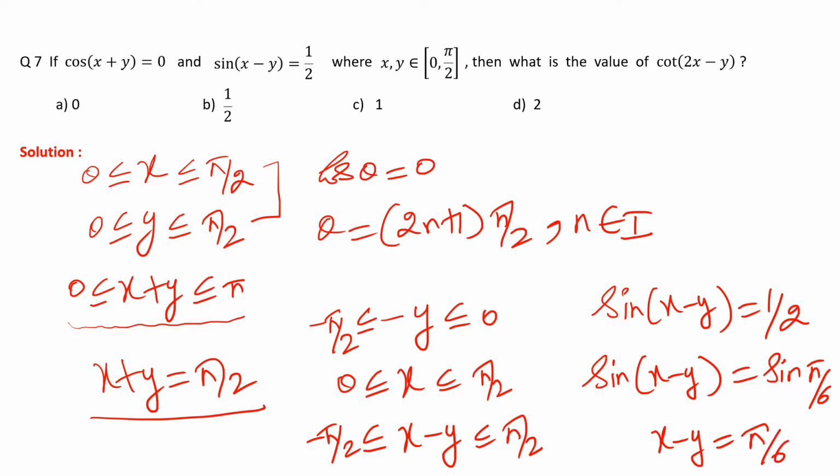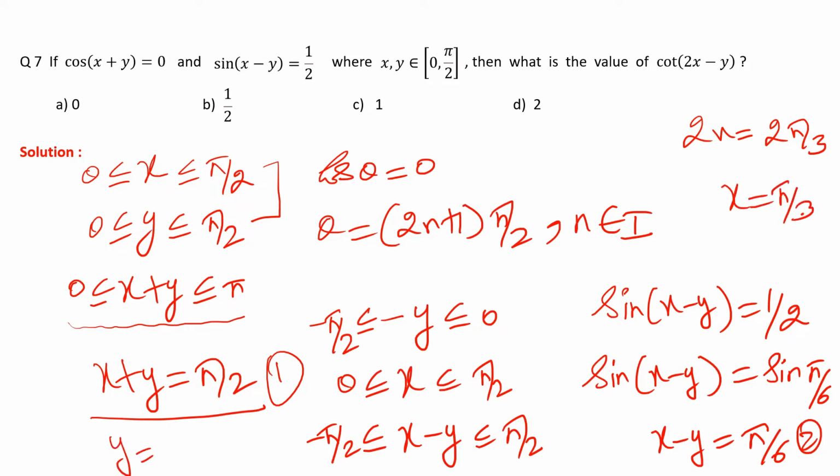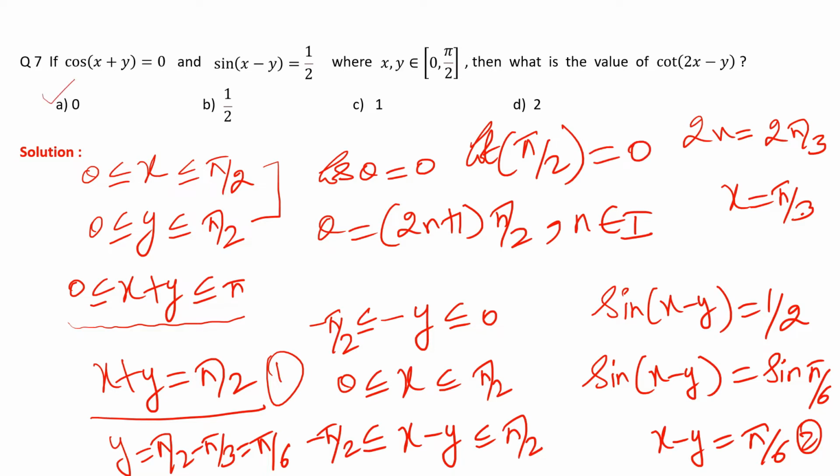Now students, just add these two equations, first and second. You will get 2x equal to pi by 2 plus pi by 6, that is 120 degrees, or x equal to pi by 3. And if x is pi by 3, then y will become pi by 2 minus pi by 3, or pi by 6. So hence the value of cot of (2x minus y) becomes 2 pi by 3 minus pi by 6, or cot of pi by 2, and cot of pi by 2 is nothing but 0. So that means our first option is the correct one.